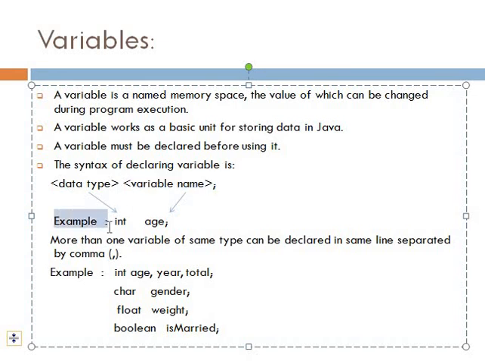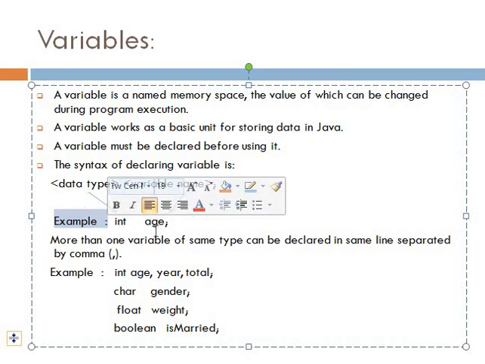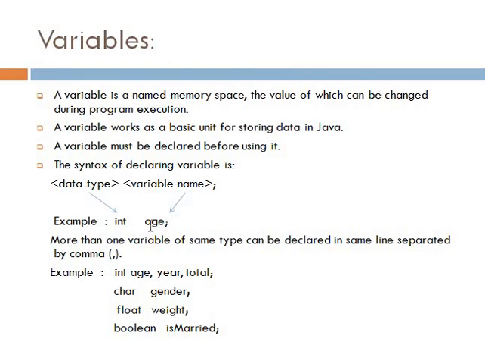For example, here int is the data type and age is the variable name. The statement int age declares a variable identified by the name age whose data type is int. That's why this variable called age can accept only signed, positive and negative values. Or in short, we can say that this variable age can hold only integer values because its data type is int.